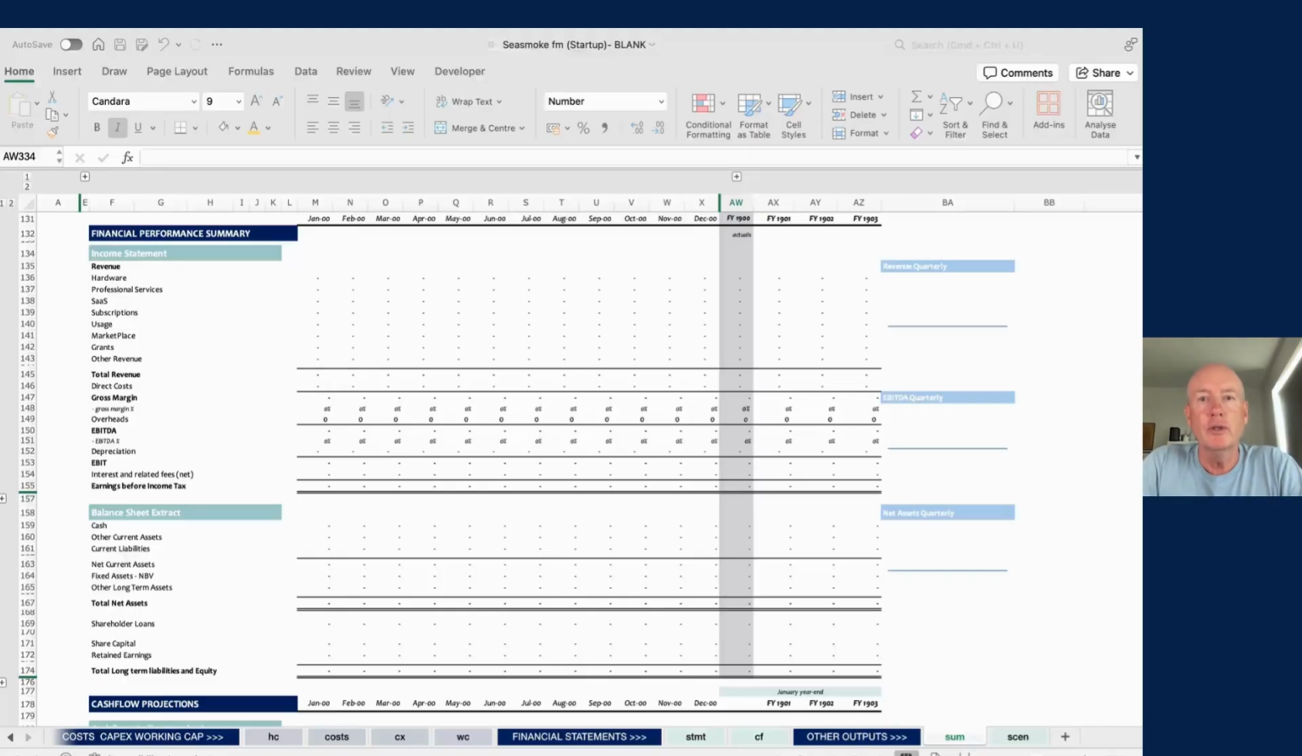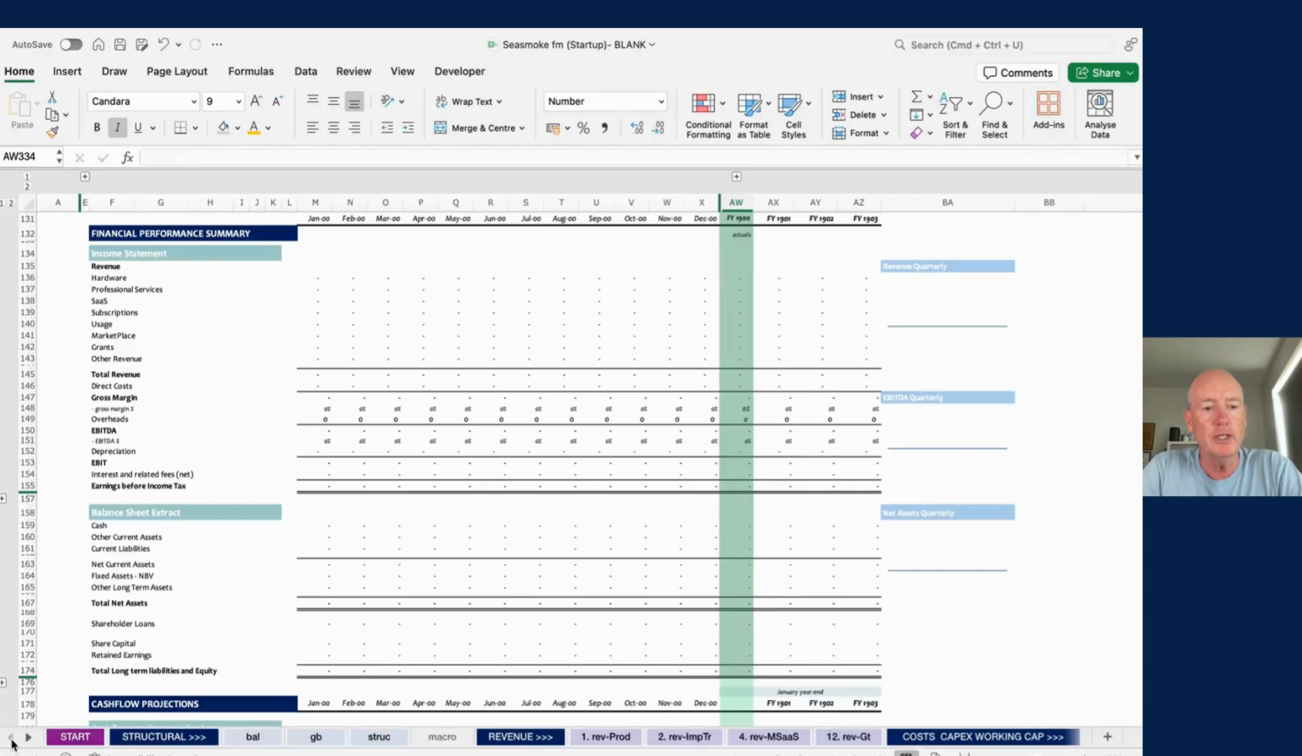Hi, let's start with the structural setup for this fictional company. You'll see here that this is actually a blank model. You'll see a whole load of zeros in the summary income statement and balance sheet. But let's move on quickly.